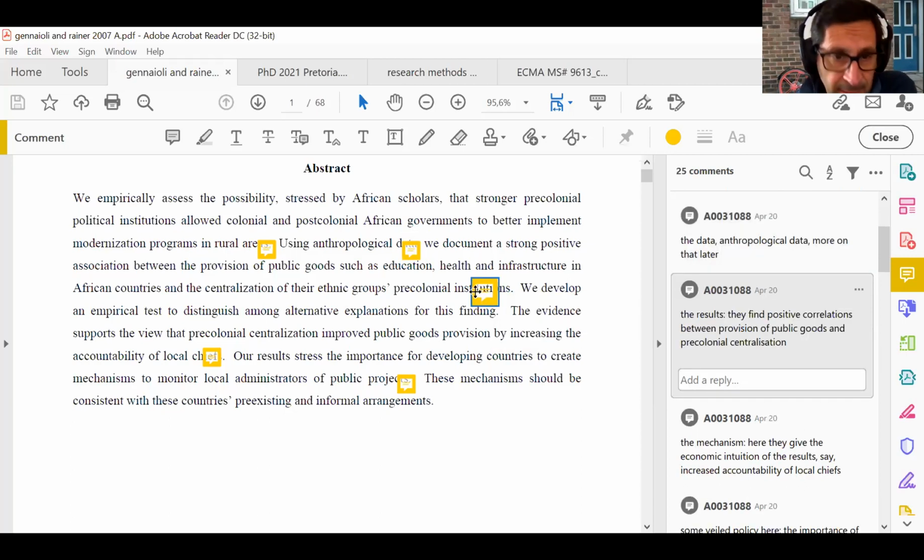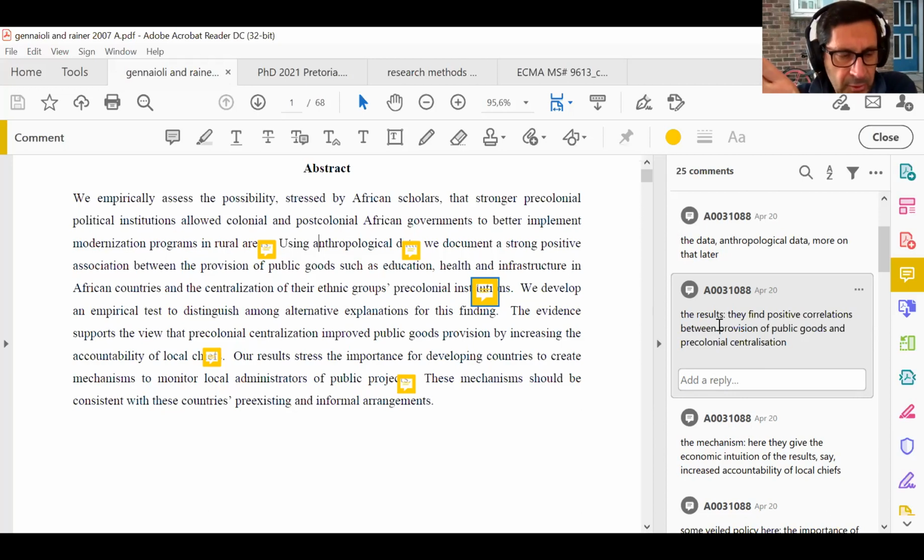And then what is the next sentence? Well, the first sentence of the abstract is essentially the research question. The second sentence, they tell us about the data, right? And the third sentence is essentially the results, and that is it. So the results, they find positive correlations between provision of public goods now, contemporaneously, and pre-colonial centralization.